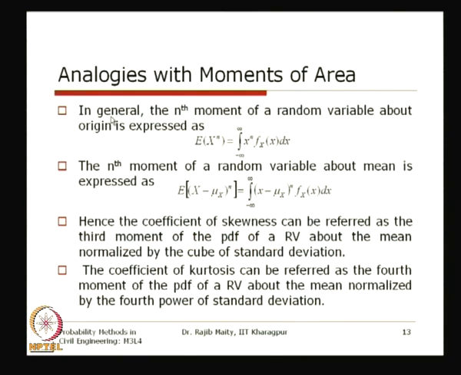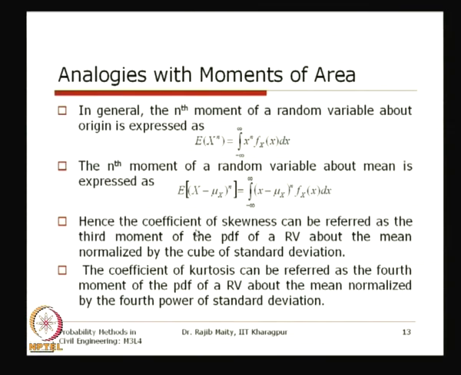So, in general, the nth moment of a random variable about the origin is expressed as expectation of x power n. Since we are taking it with respect to the origin, x power n is integrated from minus infinity to plus infinity of x power n f x dx. Similarly, the nth moment of the random variable about the mean is expressed as expectation of (x minus mu x) power n, equal to the integral from minus infinity to plus infinity of (x minus mu x) power n f x dx. This expression is for the nth moment with respect to the mean.